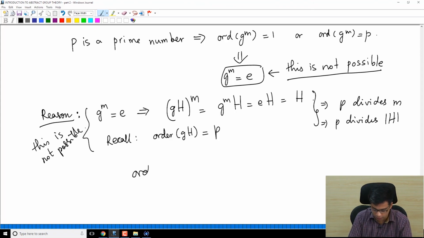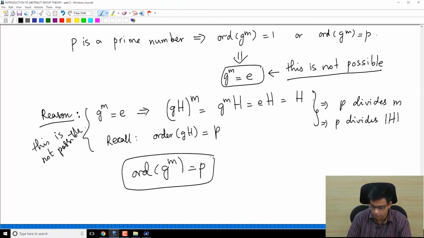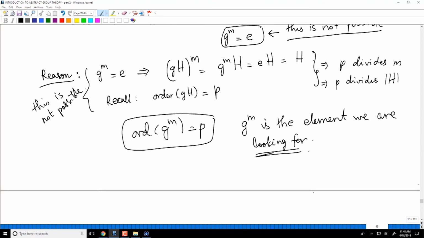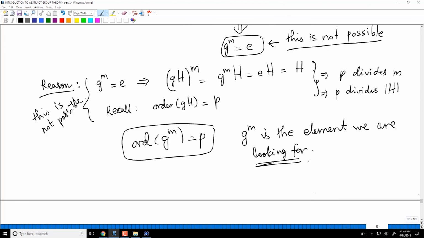So order of G power m is P, and we are done, because remember we want to exhibit the element we are looking for. G power m is the element we are looking for. We want to exhibit an element of order P. This completes the proof of the theorem.